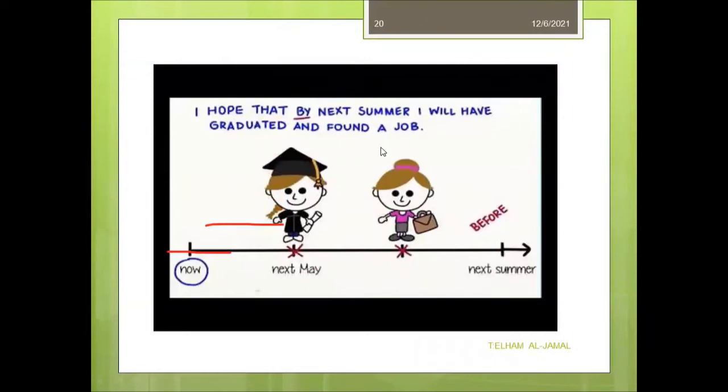Look at this picture. Now this girl, she has a wish or a hope. She said, I hope that by next summer I will have graduated and found a job.